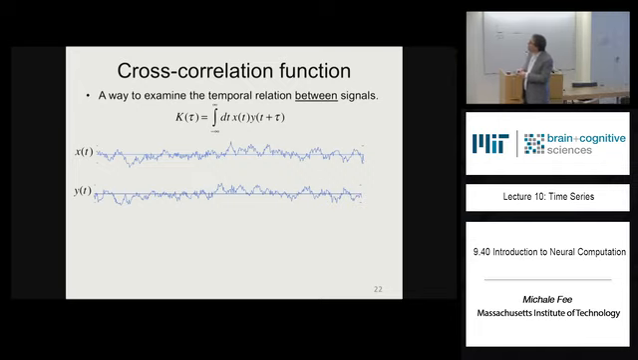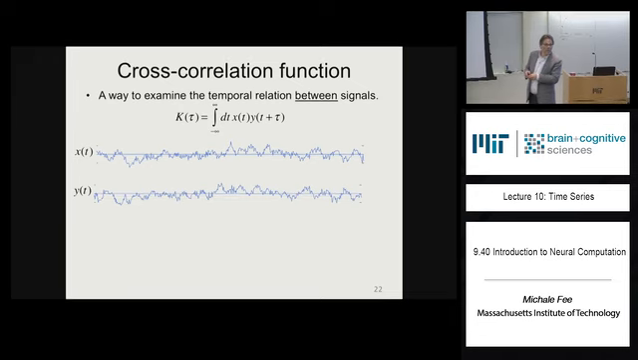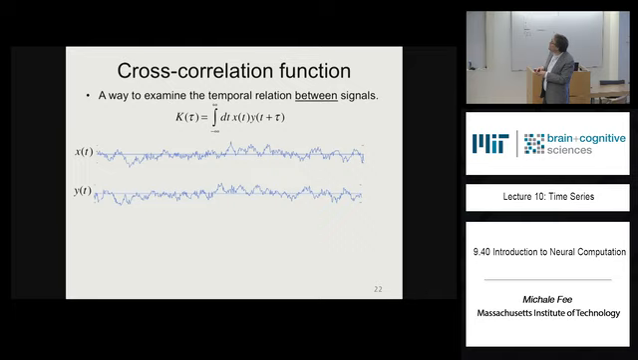In this case, we have two signals, x and y. What we're doing is we're taking those two signals and multiplying them by each other, x times y, and then integrating over the product. Then we shift one of those signals by a little amount tau, and we repeat that process. So let's see what that looks like.